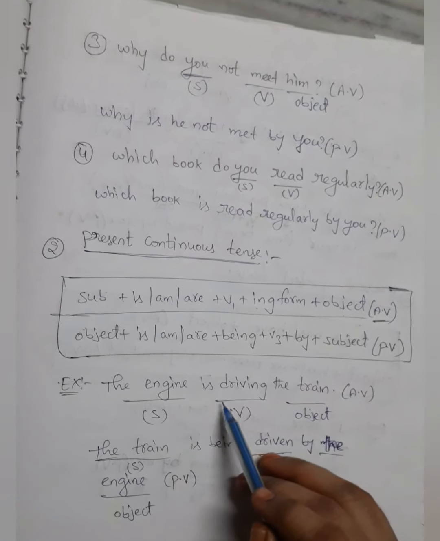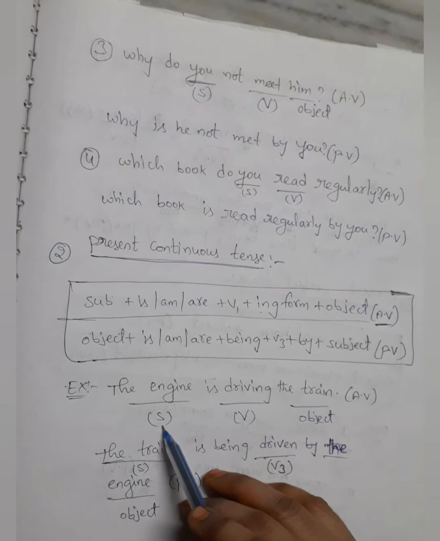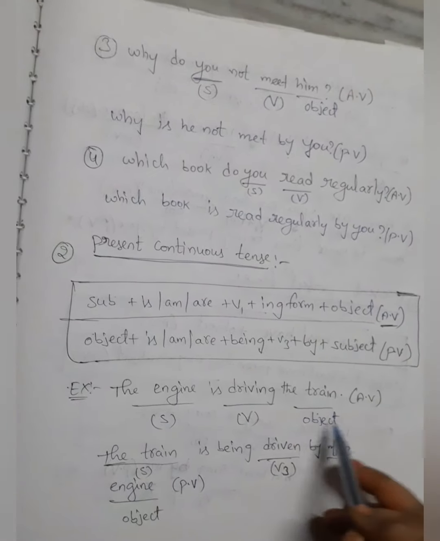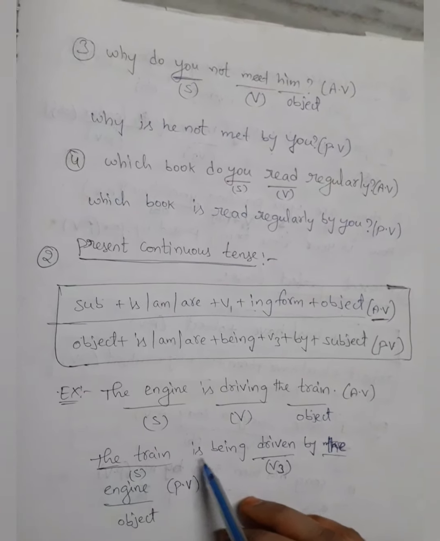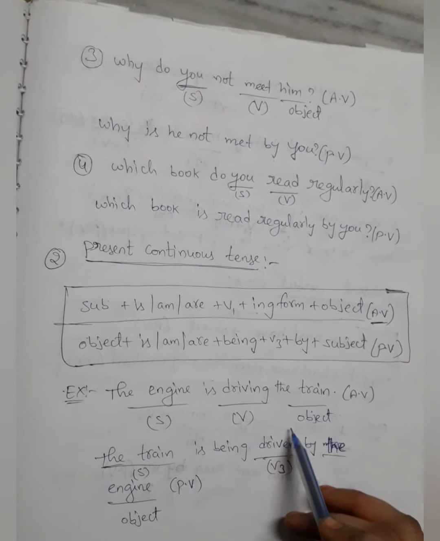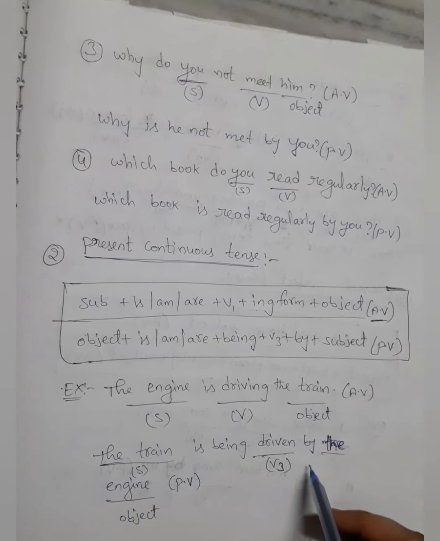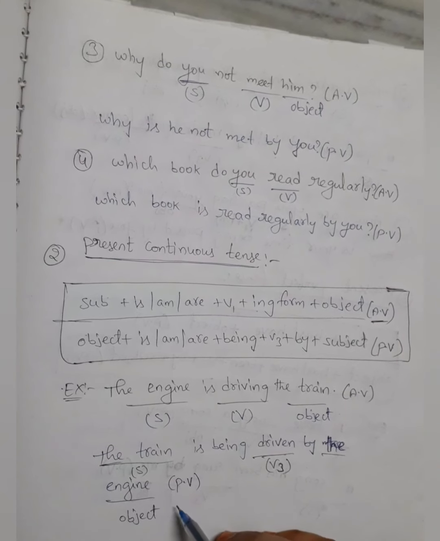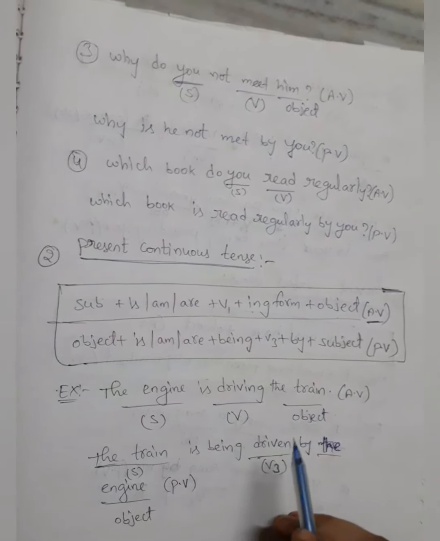For example, the engine is driving the train. Here the engine is the subject, driving is the verb plus ing form, the train is the object. It's the active voice. Then we change it into passive voice: the train is being driven by the engine. The object becomes the subject, driven is the V3 form, by is the preposition, the engine is the object. The subject becomes the object.